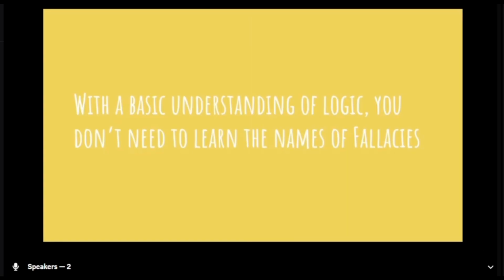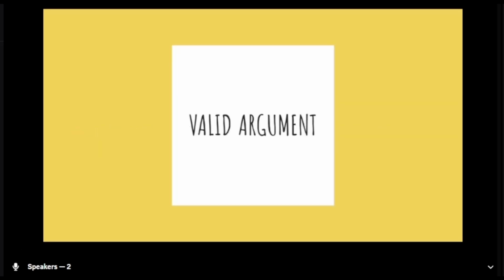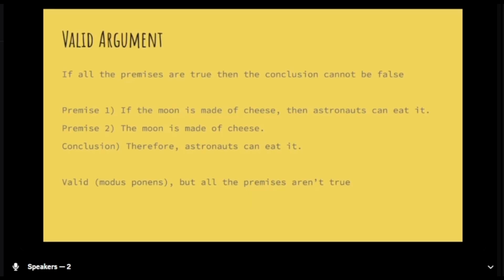But with a basic understanding of logic, you don't need to learn the names of fallacies. Very often people say things like, oh, that's an appeal to nature, that's an appeal to legality. With logic, you can just point out what's wrong in the argument without having to actually know the name of the fallacy. We have to first know what a valid argument is and a sound argument and how they differ from each other. A valid argument is if all the premises are true, then the conclusion cannot be false.